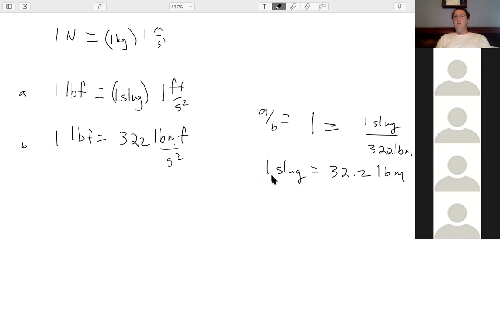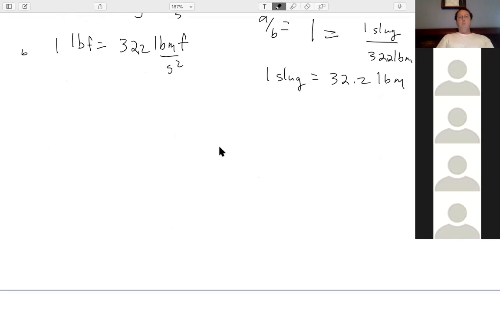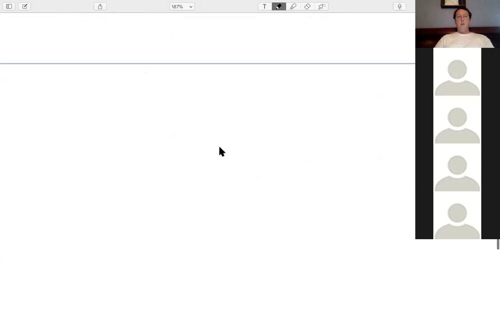It's kind of good to know, is a slug bigger or smaller than a pound? That's really the key thing to know. All right. Okay. So that is what I wanted to do on units. I wanted to say a few words about ways to write the first law.